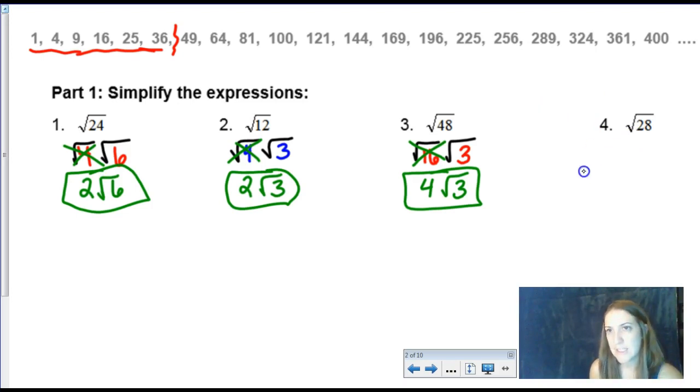And then for 28, if I look inside my list of perfect squares, 28 would have been right here. Looking down the list, back to our friend the 4.